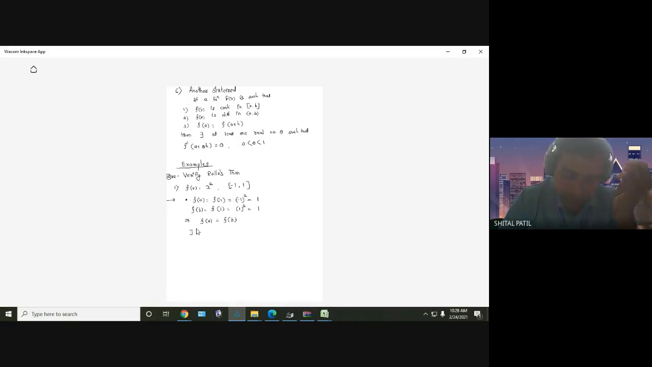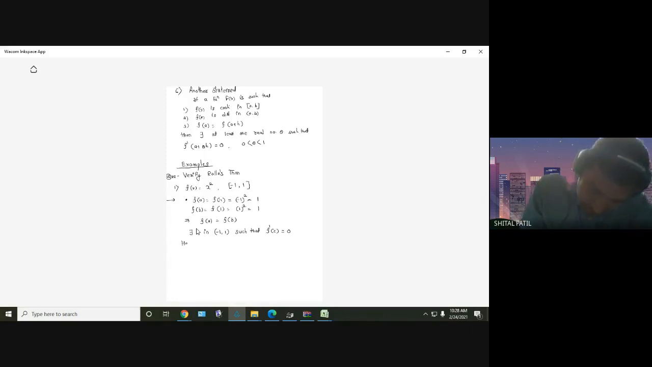All the conditions of Rolle's theorem are satisfied. Therefore, there exists a c in (-1, 1) such that f dash of c equal to 0.